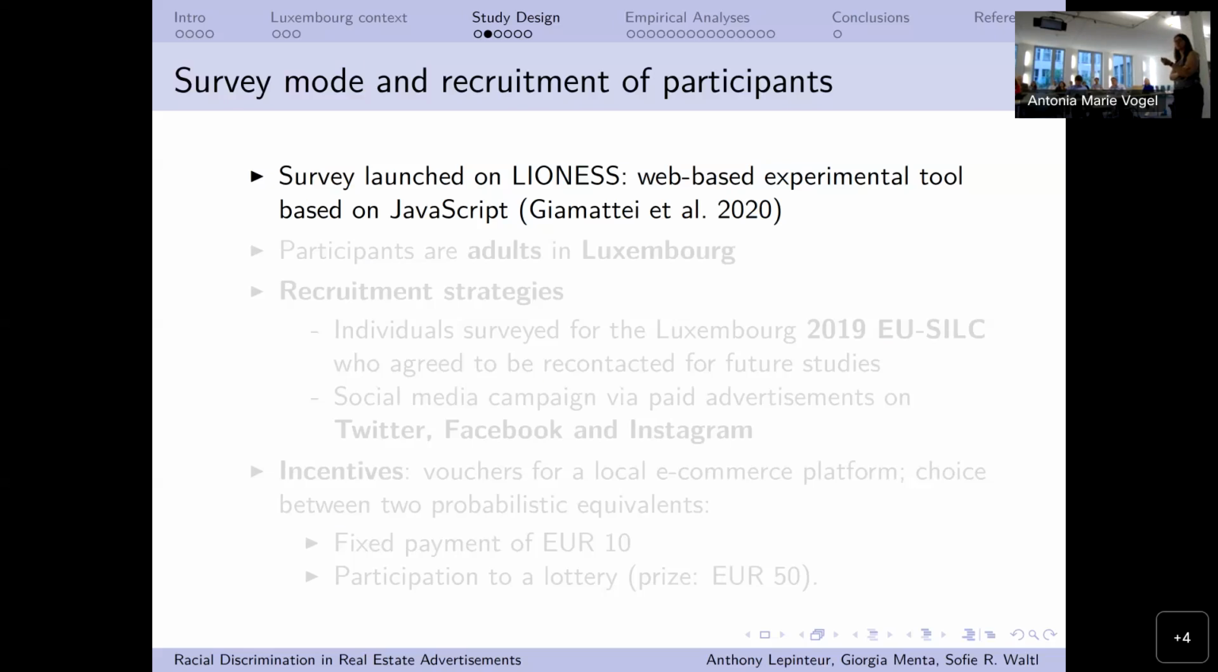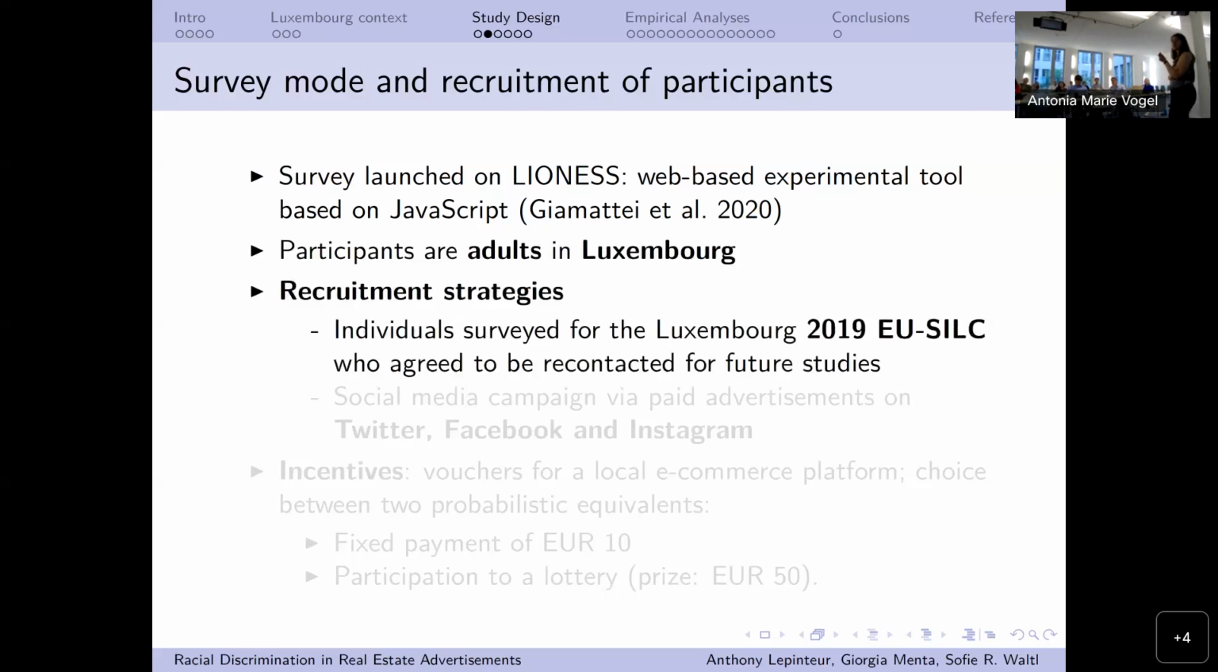So that's what we did. And then we recruited adults in Luxembourg as participants. We had 2 recruitment strategies.